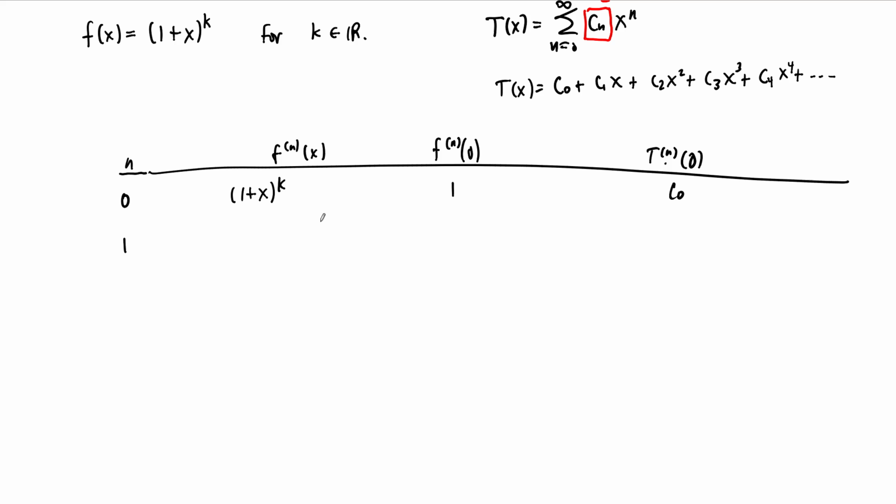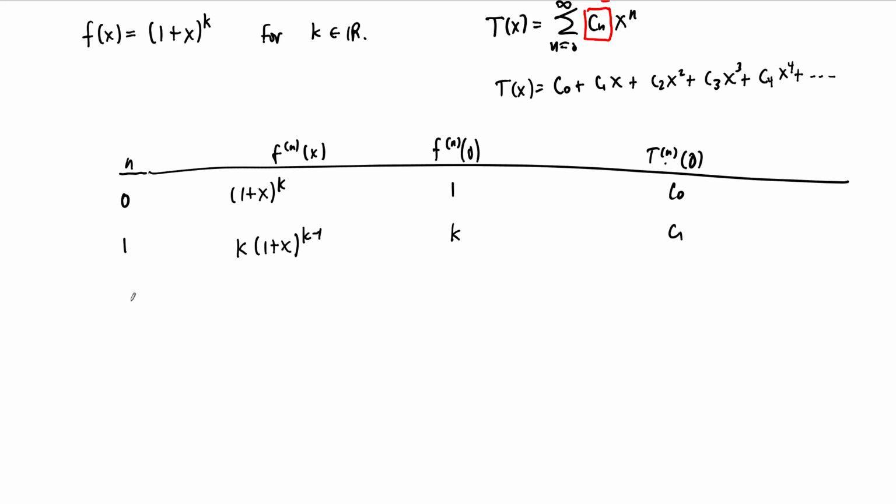Now we've got to go through and let n increase. When n is 1, we take one derivative. What happens? This is a chain rule. k comes down, and we're left with k times 1 plus x to the k minus 1. We plug in 0 for x, and 1 to any power is 1, so this is just k. And this term, by the way, is c1 times 1. So there's our c1.